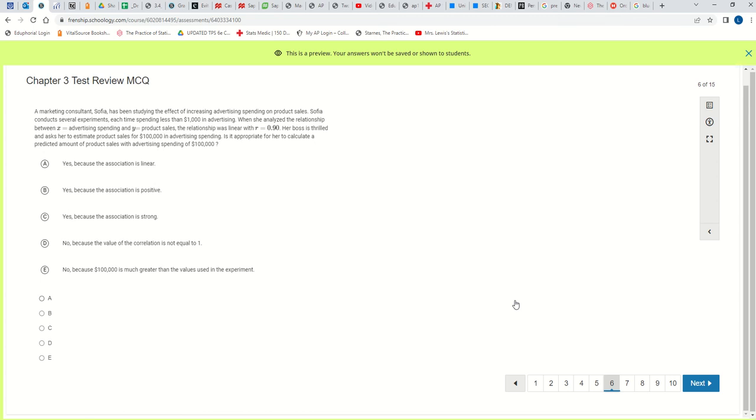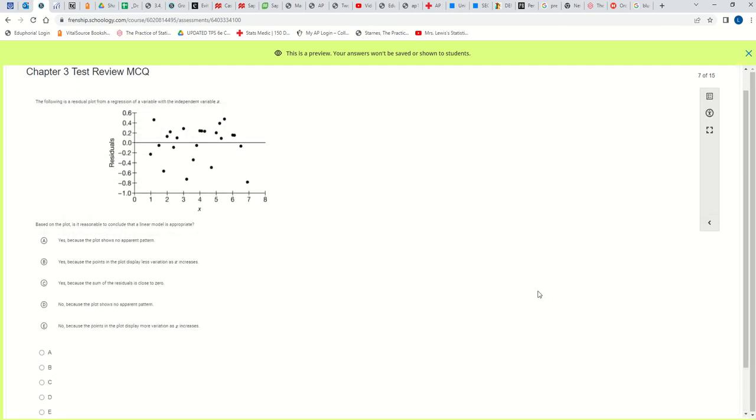What's that called again when you plug in a data value that's far outside of the other X values? It starts with an E. Yeah, extrapolation. So she's extrapolating here. So it's no, because 100,000 is much greater than the values used in the experiment. That one's kind of cool because you don't even have to remember the word extrapolation. Number 7.